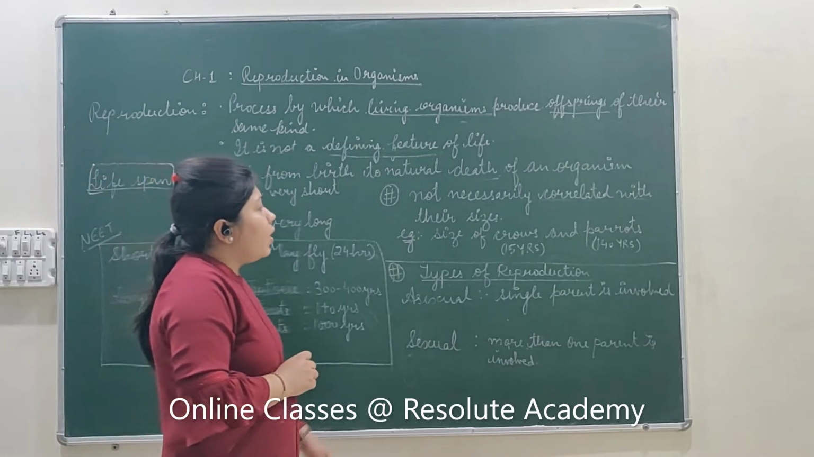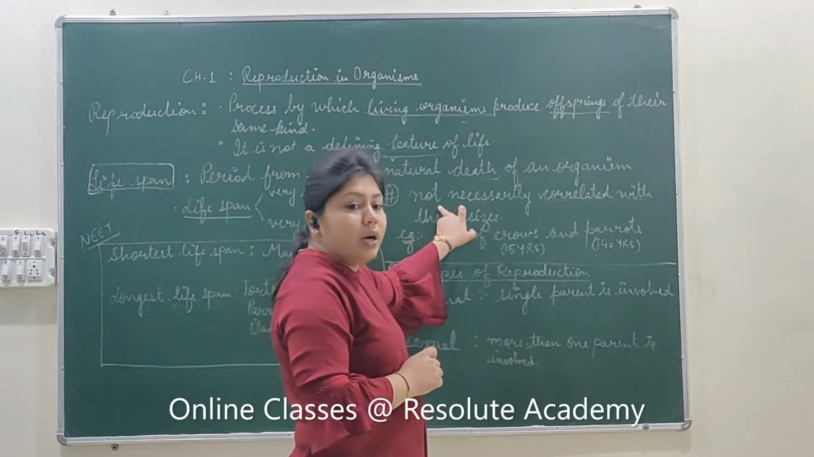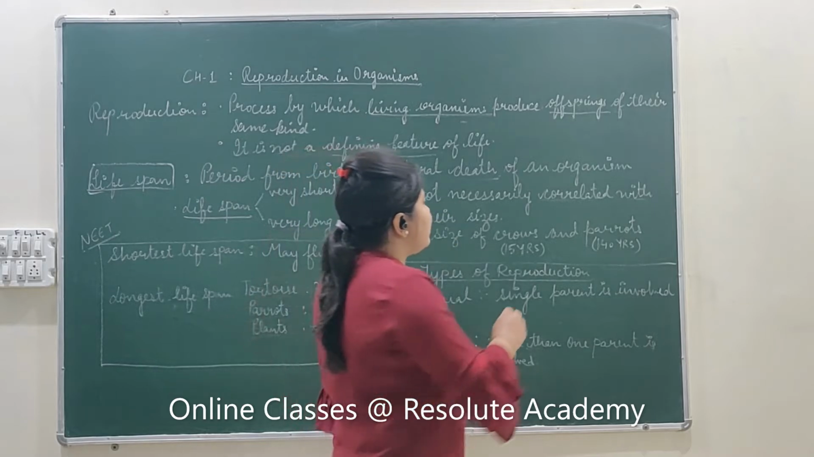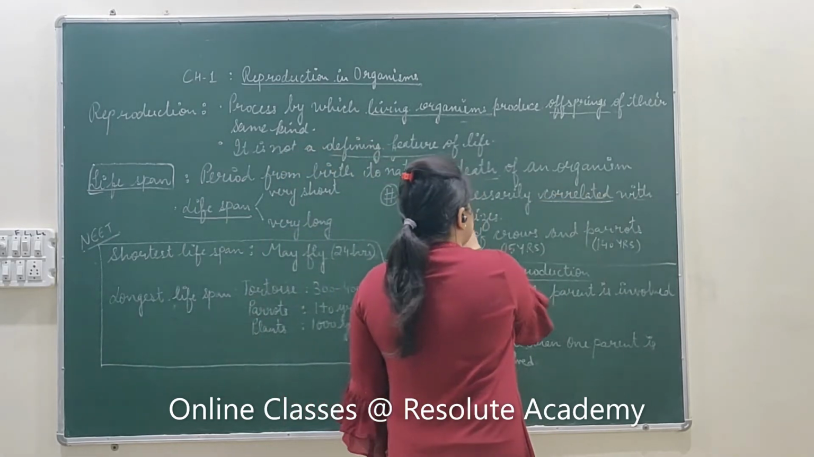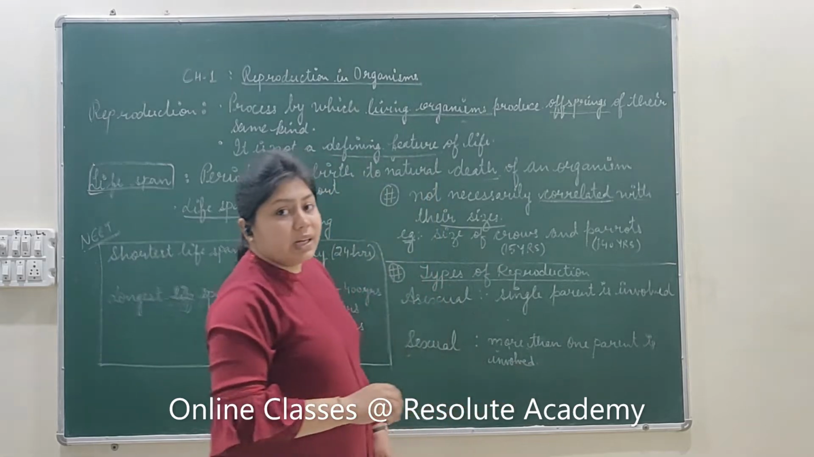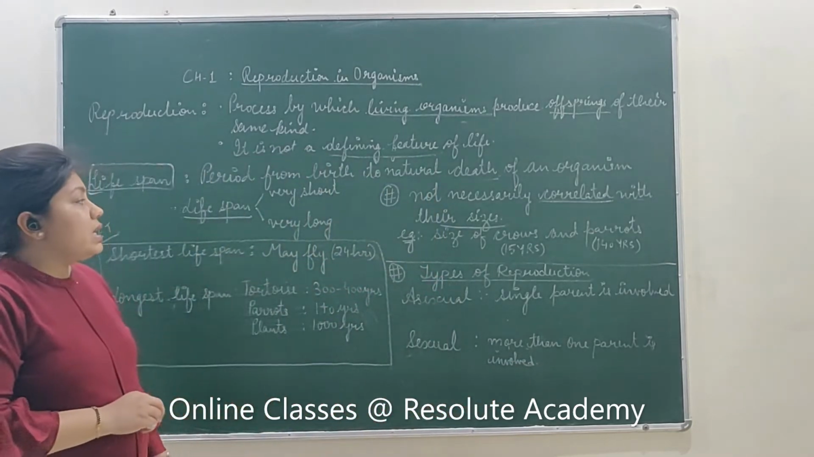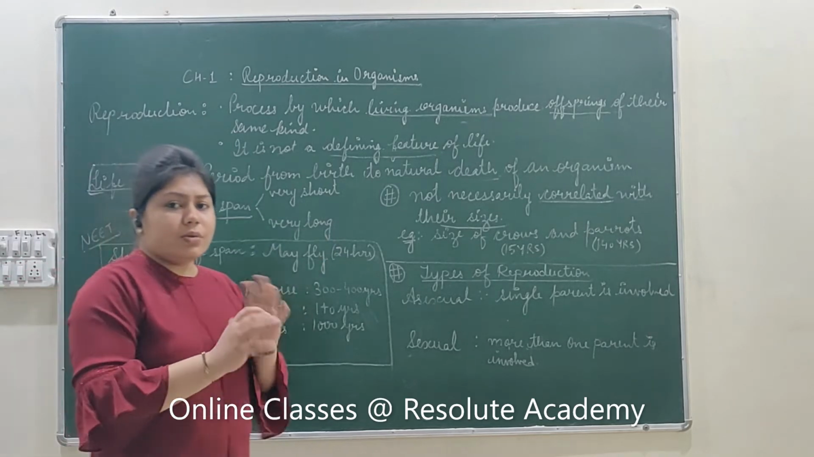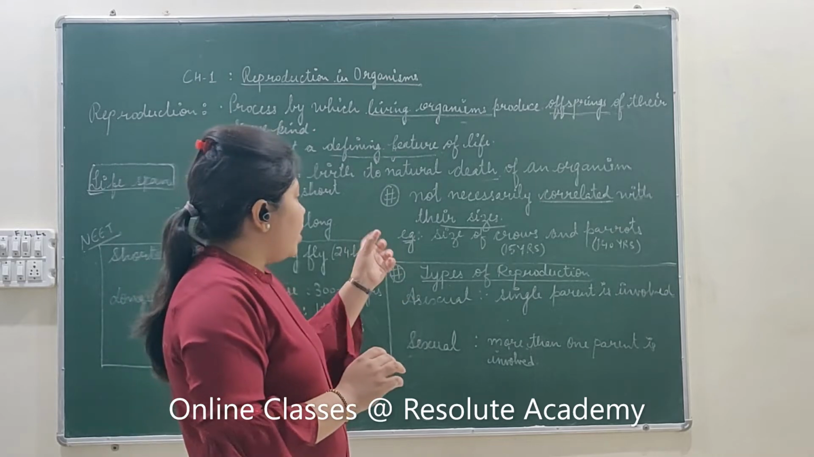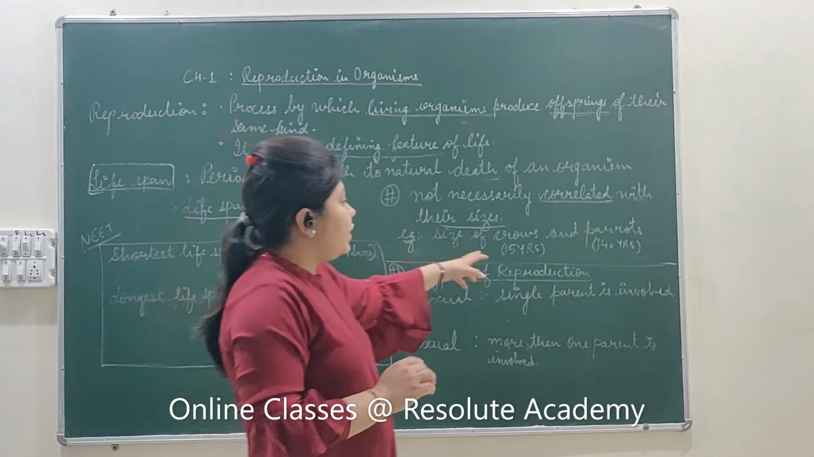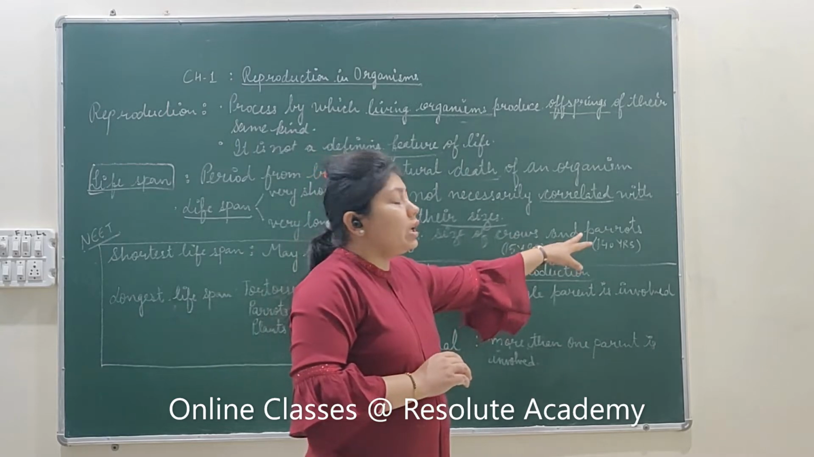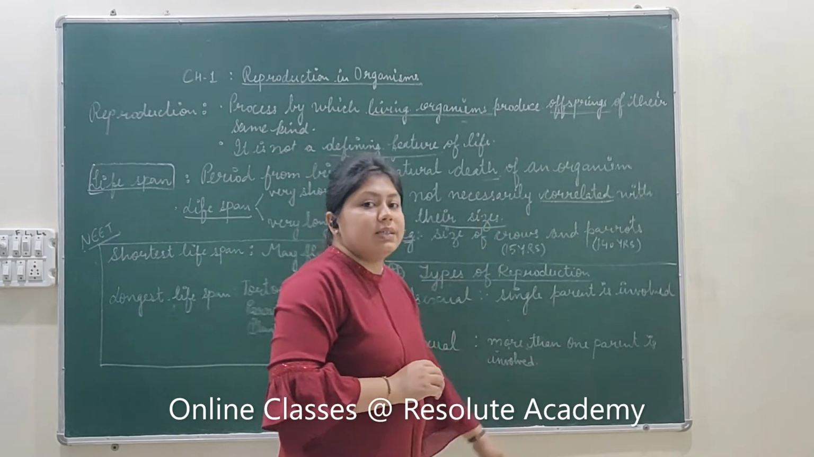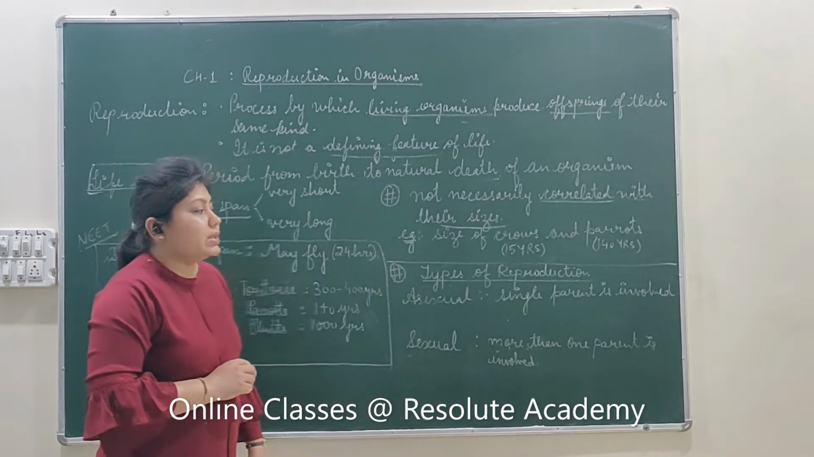Another important point mentioned in your NCERT is that lifespan is not necessarily correlated with size. Size has nothing to do with lifespan, right? For example, let's talk about crows and parrots. Their size is almost the same, right? But when you talk about the lifespan, there is a difference: 15 years for crows and about 40 years for parrots. So lifespan is not correlated with size. This point you have to memorize.